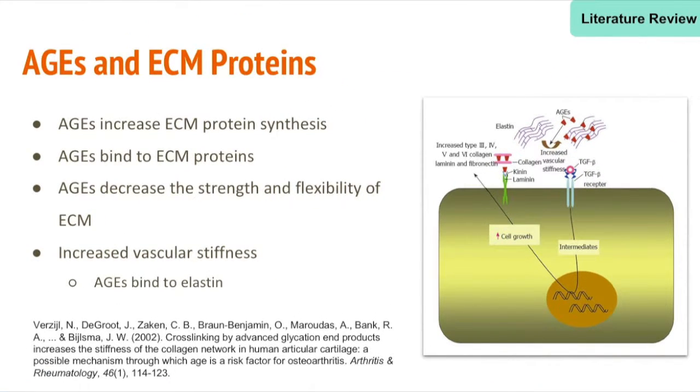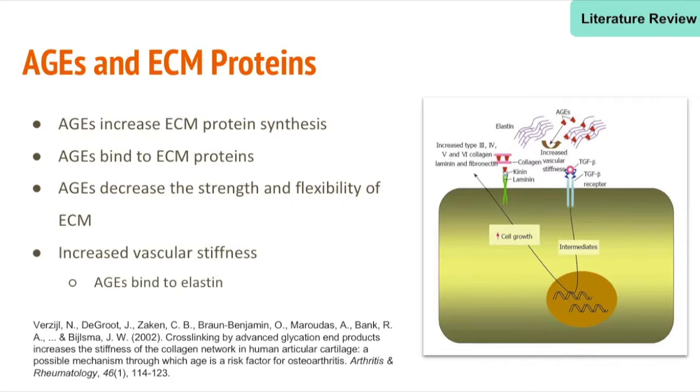Also, AGEs increase the amount of ECM proteins. This is because there is an increased production of transforming growth factor beta, or TGF-beta, which binds to its extracellular receptor. This triggers the transcription of genes that encode for proteins found on the extracellular matrix, or ECM, such as collagen, laminin, and fibronectin. AGEs then bind to these ECM proteins, resulting in decreased strength and flexibility of the ECM. AGEs also interfere with interactions between cells and the matrix.